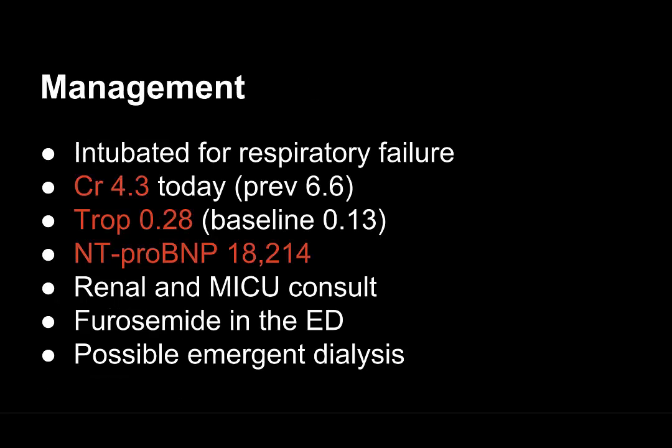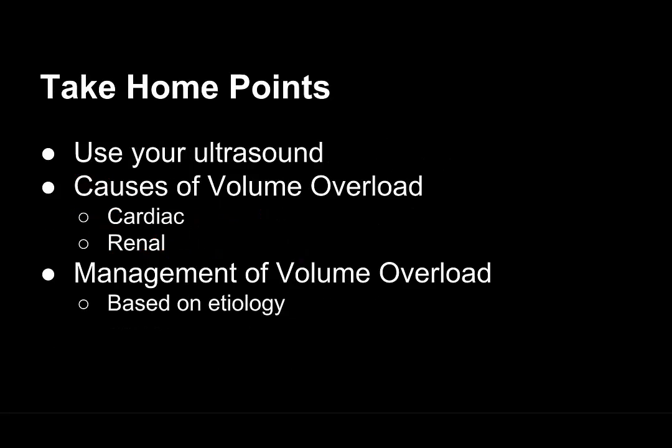So, in the emergency department, she was intubated. Her creatinine was only 4.3 today. She'd previously been 6.6. Her troponin is 0.28. And previously, her troponins had been around 0.13. Not that it's normal, but that is her baseline. Her pro-BNP for us, 18,000. She's never been close to that high. She has a renal consult as well as a MICU consult. Lasix was started in the ED because this was thought to be more cardiac than renal in origin. But there was talk of possible emergent dialysis.